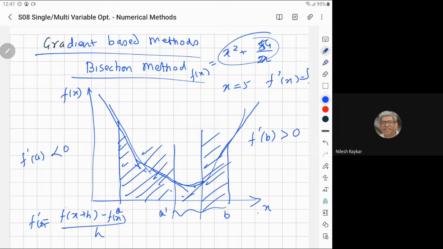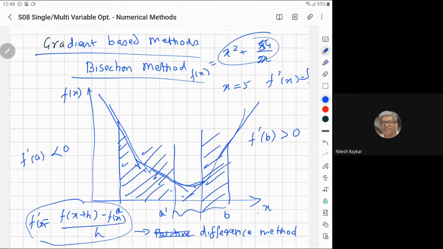So this particular method of calculating the derivative is known as the forward difference method. Not positive, it is the forward difference method. And there is a backward difference method, in which instead of x plus h, you consider x minus h. And there is a middle path which is more accurate, which is what we will be using.